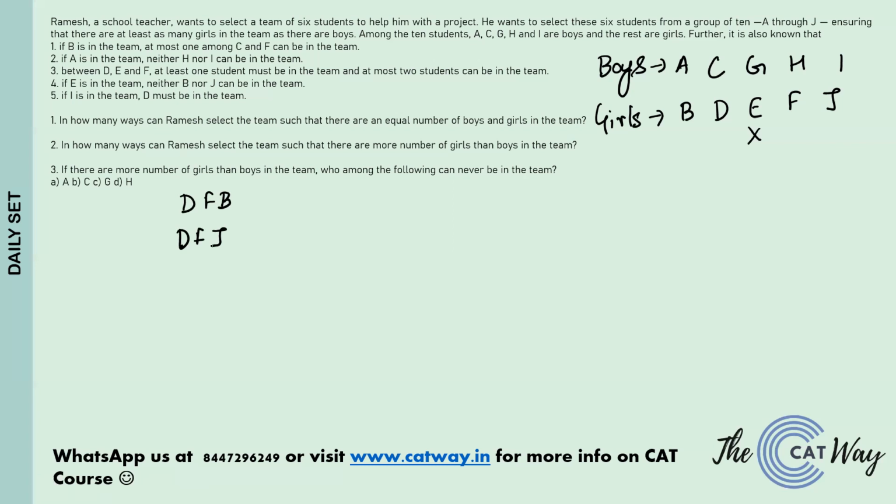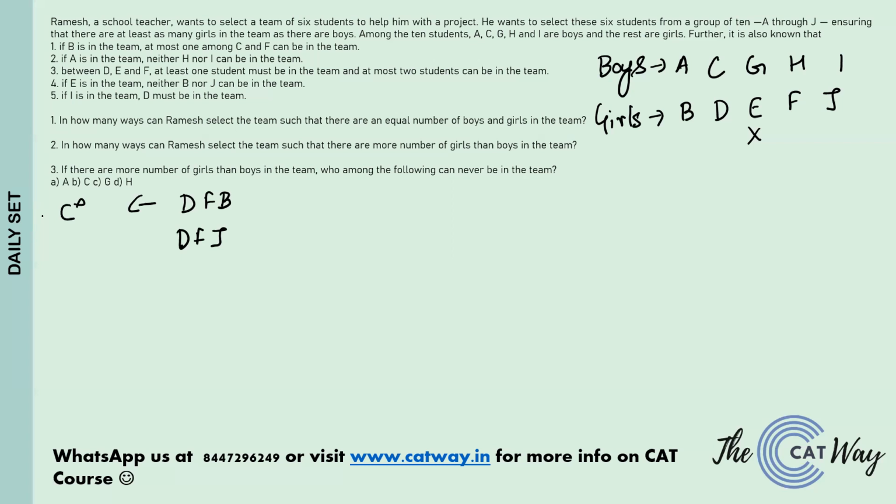Now let's say the third girl is B. If you see from point 1, it says that if B is in the team, at most one girl among C and F can be in the team. Now as F is already there, C is out of this team in which D, F, B is there. So C is already out. Now let's move ahead.